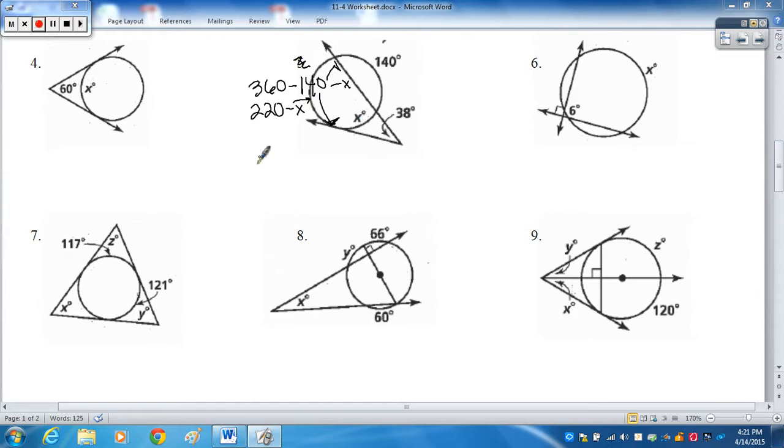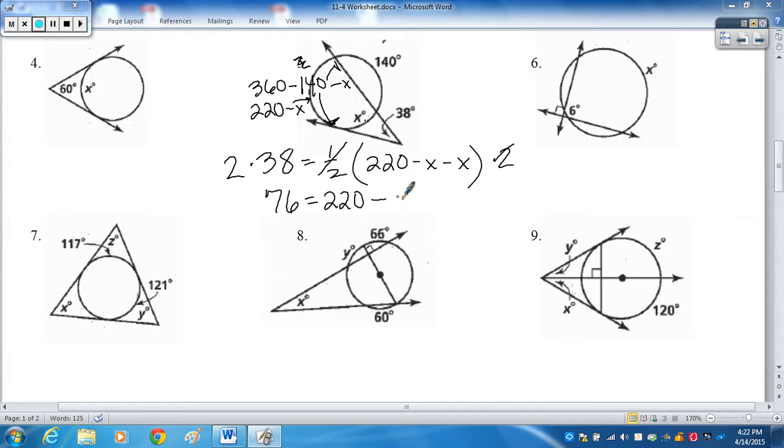So to set up my equation, it's going to be 38 equals 1/2 the difference of these two arcs. So we have 220 minus x, minus the other x, the other arc there. And again, you might want to pause your computer to solve for x. I'm just going to do it real quick here because of time constraints. So 76 equals 220 minus 2x. Then subtracting 220 from both sides, you get negative 144, and dividing through by negative 2, you get x is equal to 72. So again, that's how you would go about solving for x within that problem.